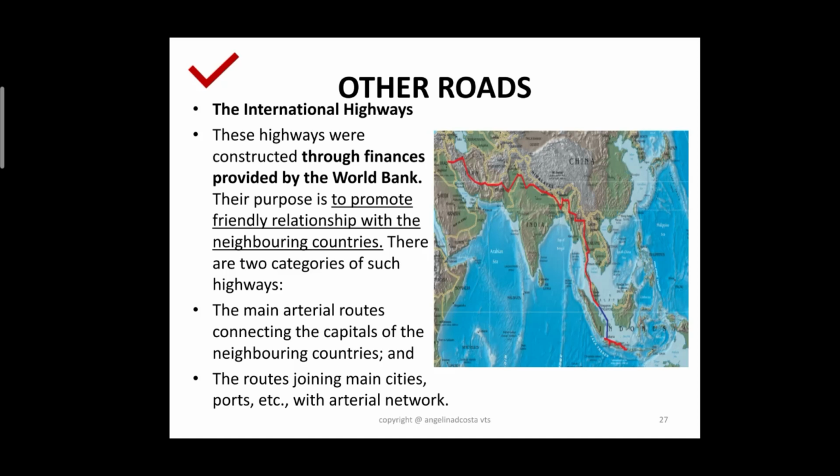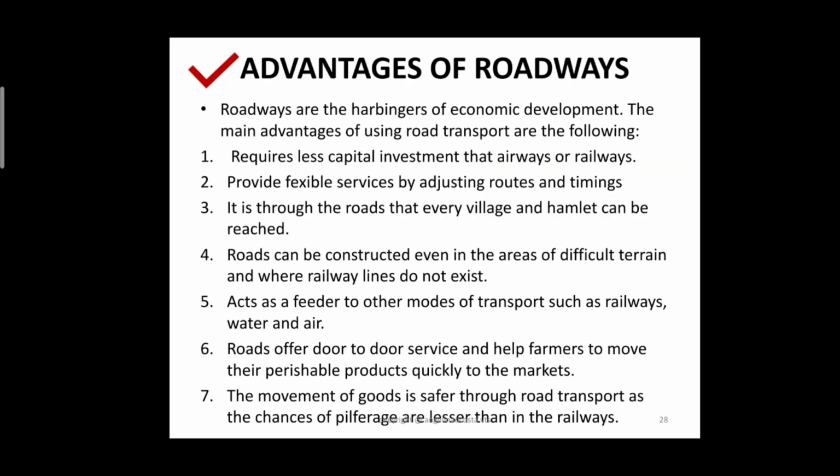Roads can be constructed even in areas of difficult terrain and where railway lines do not exist. Roadways act as a feeder to other modes of transport such as railways, water and air. Roads offer door-to-door service and help farmers to move their perishable products quickly to the market. The movement of goods is safe, or rather safer, through roads as the chances of pilferage are lesser than in railways.